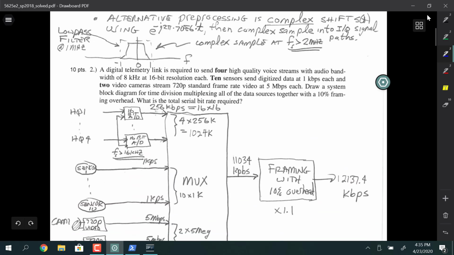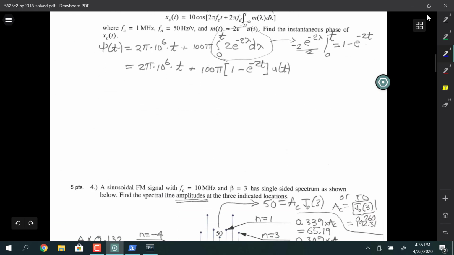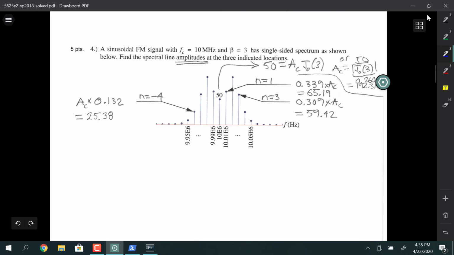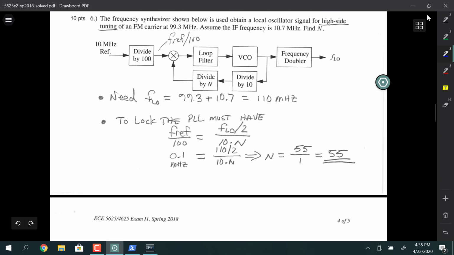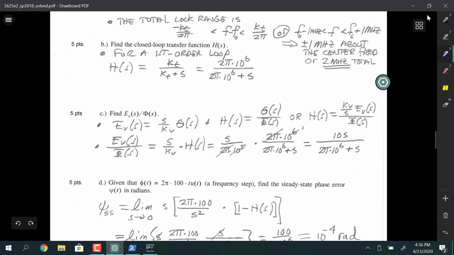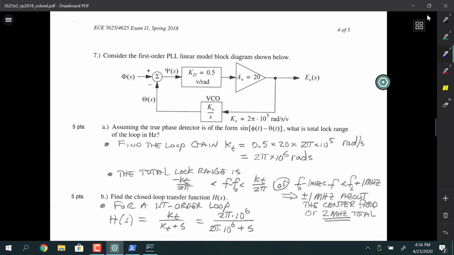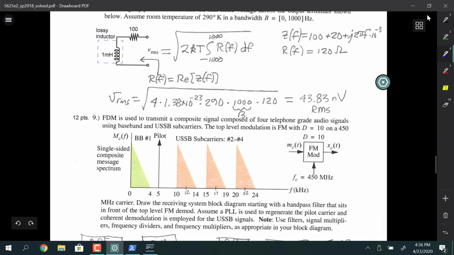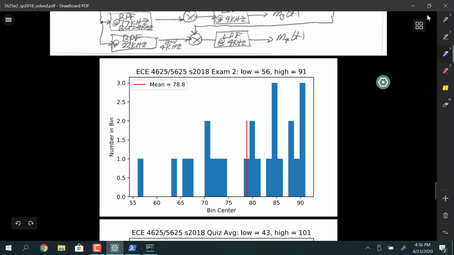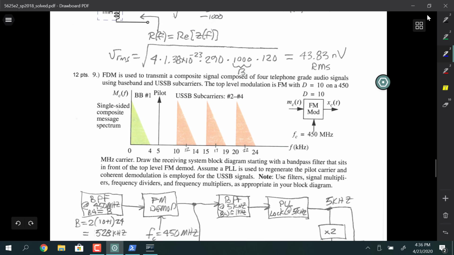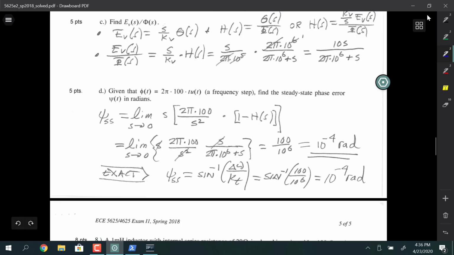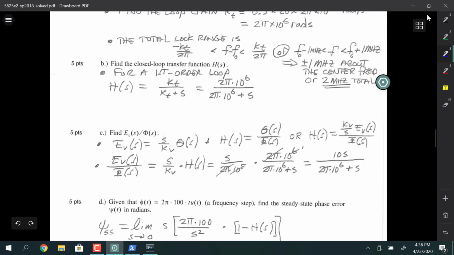This is a sampling theory, time division multiplexing. First order phase locked loop. Yeah, this exam doesn't have as many useful problems on it. It does have this page though.